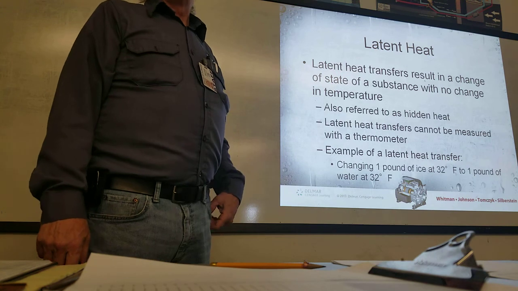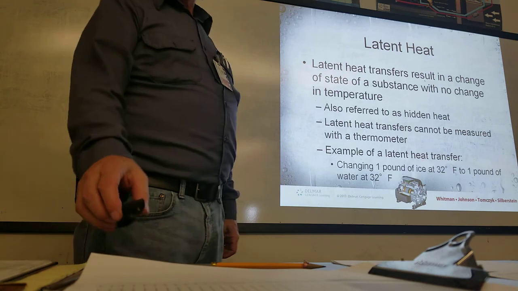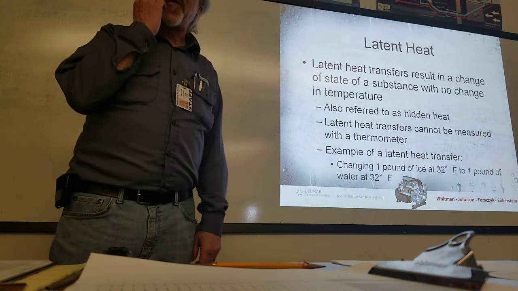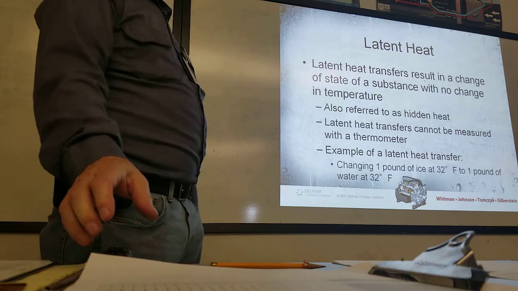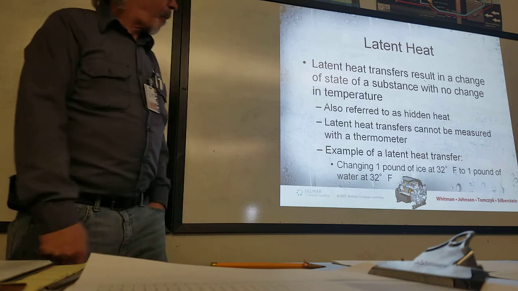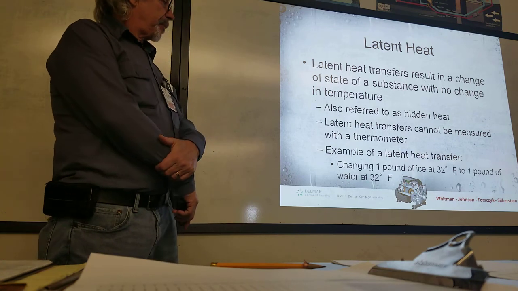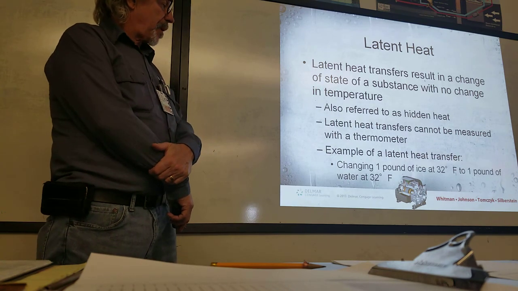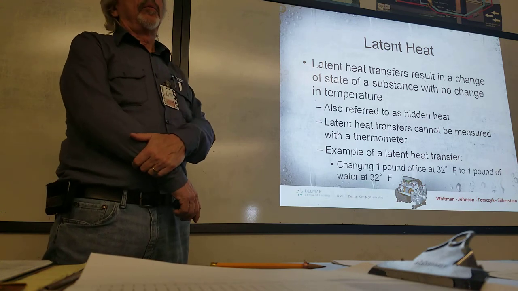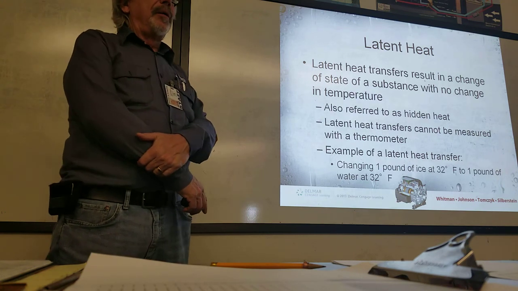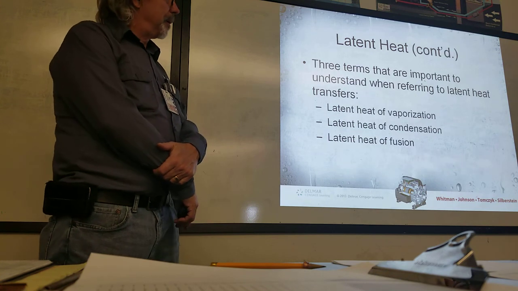Latent heat. Latent heat transfer results in a change of state of a substance with no change in temperature. Also referred to as hidden heat. Latent heat transfers cannot be measured with a thermometer. Example of latent heat transfer: changing 1 pound of ice at 32 degrees Fahrenheit to 1 pound of water at 32 degrees Fahrenheit. Whoa, wait a minute. It's the same. Wait a minute.